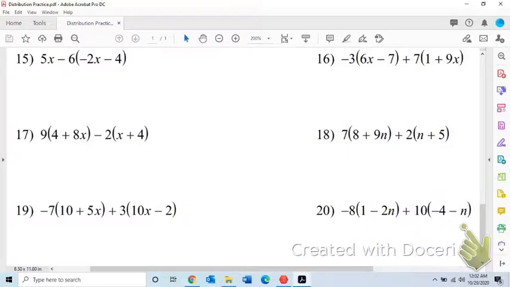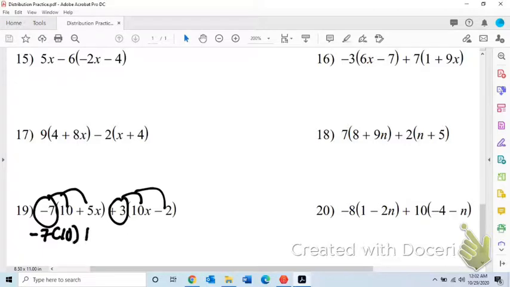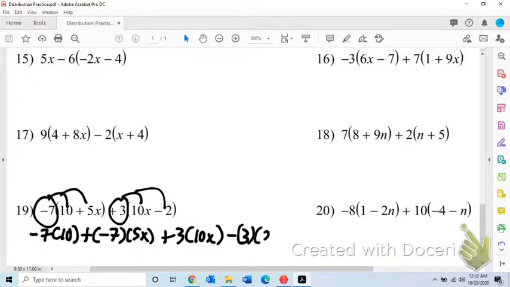So number 19, if you're having trouble there, we're going to distribute that negative 7, and we're going to distribute that 3. So that gives us negative 7 times 10 plus negative 7 times 5x plus, remember when we're distributing negatives, we distribute the negative as well. So we distribute that 3 as well. 3 times 10x minus 3 times 2.